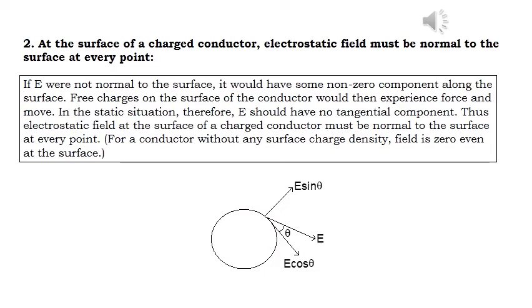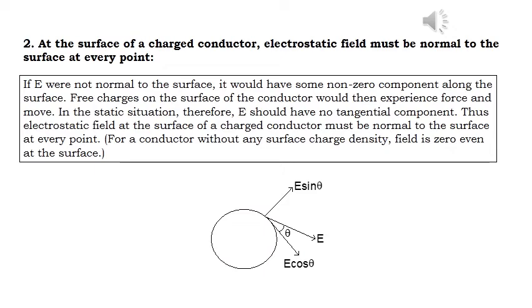So to understand the situation, I look at the diagram. I have drawn the electric field not normal to the surface at the point. Whenever the electric field is not normal, we can resolve it horizontally and vertically. Horizontally E cos theta, vertically E sin theta.